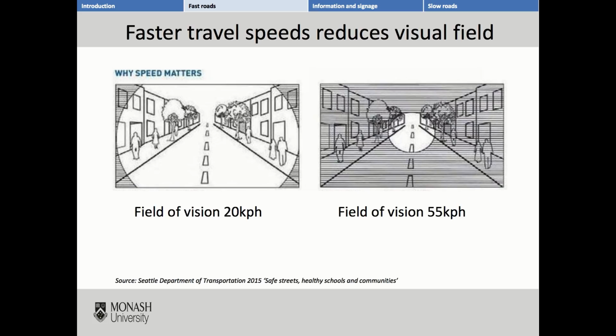But the faster we're traveling, the smaller our field of vision is, because we're looking so far ahead, because that's where we're going to be in a very few seconds' time. And you can see that image difference between 20 kilometres an hour and 55 kilometres an hour.